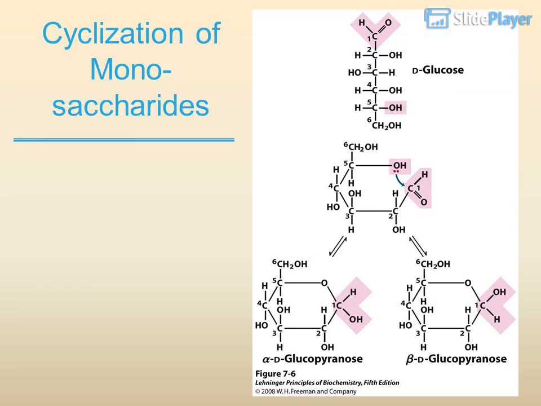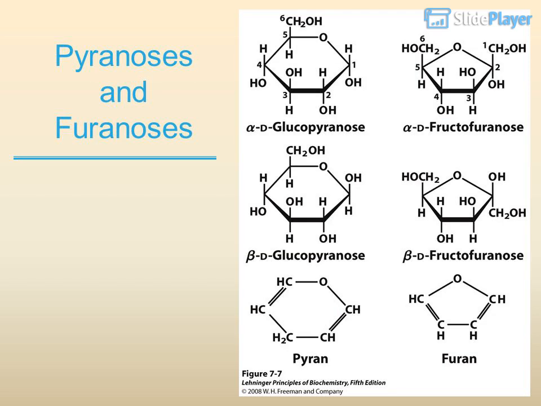Cyclization of monosaccharides. Pyranoses and furanoses. Figure 7.7 Pyranoses and furanoses. The pyranose forms of D-glucose and the furanose forms of D-fructose are shown here as Haworth perspective formulas. The edges of the ring nearest the reader are represented by bold lines. Hydroxyl groups below the plane of the ring in these Haworth perspectives would appear at the right side of a Fischer projection. Compare with Figure 7.6. Pyran and furan are shown for comparison.